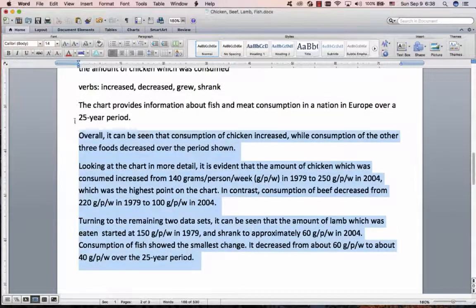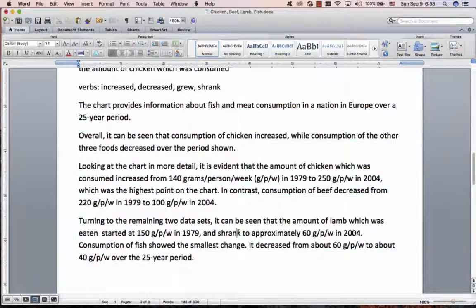Great. How many words is that? 148, as you can see down at the bottom there, 148 words. That's perfect. 140 is actually fine. They say 150, but 140 is actually acceptable.